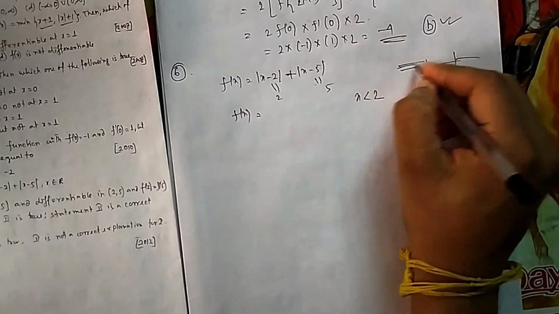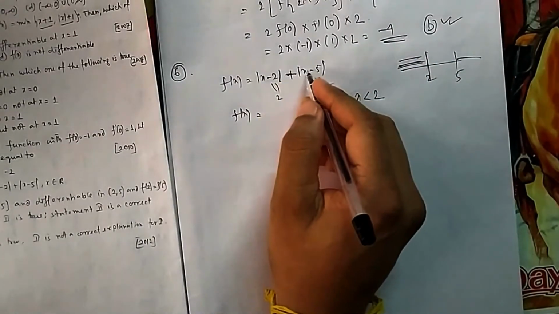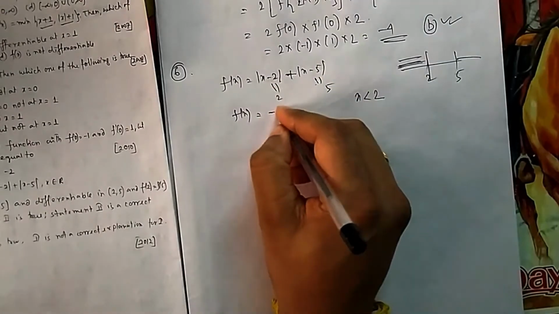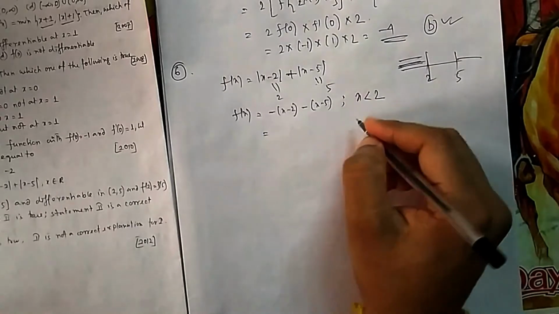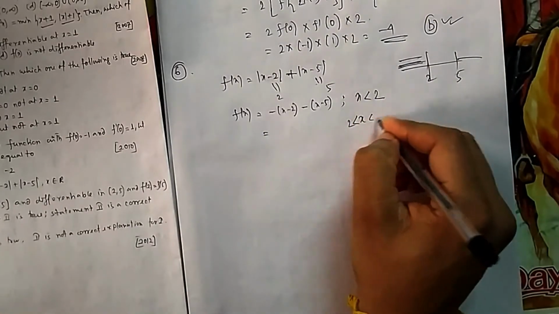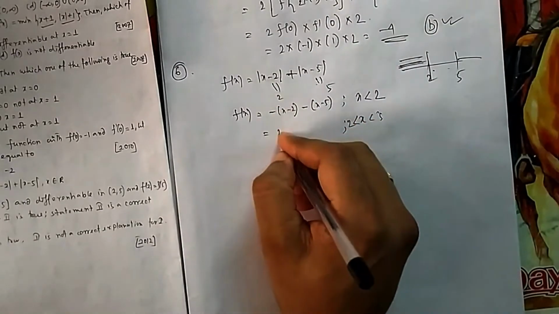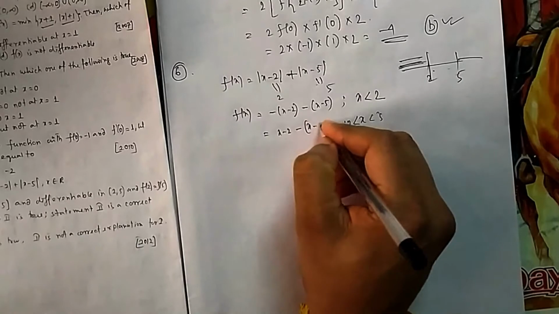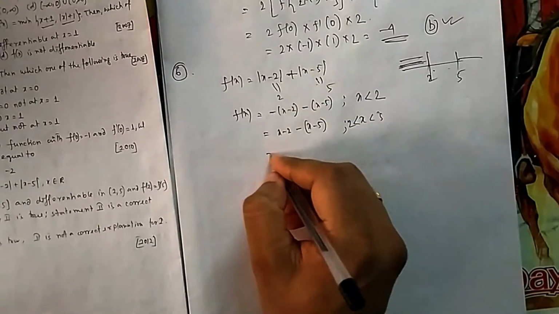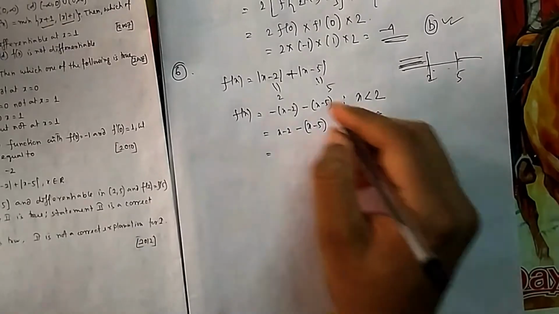So first, for x less than 2, both of these are negative, so you have to put a minus sign before both of them. Now we will do it for x in between 2 and 5. If it is greater than 2, then this is positive, no need to put minus, but the other is still negative because it is less than 5, so when removing the mod you have to put a minus. And next, if x is greater than 5, both are positive.